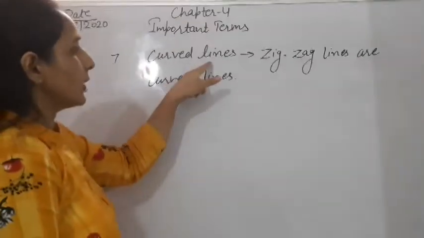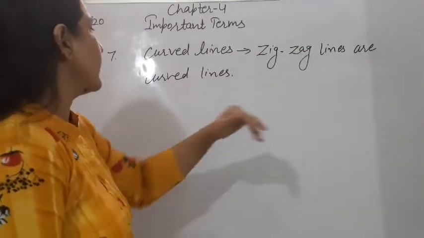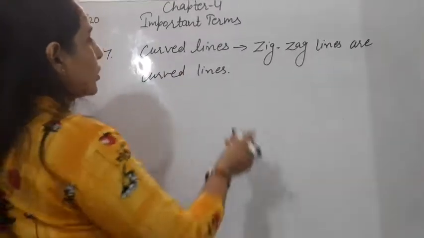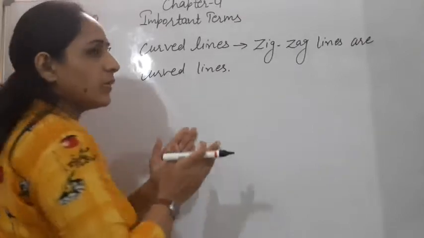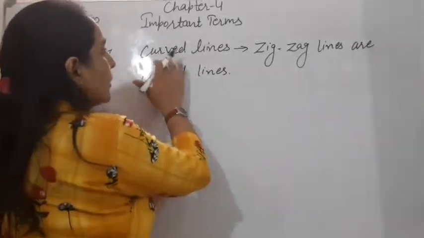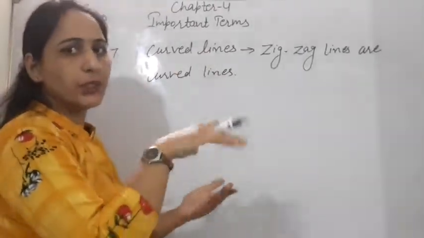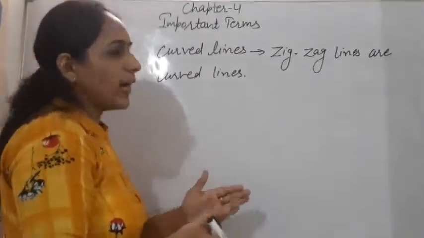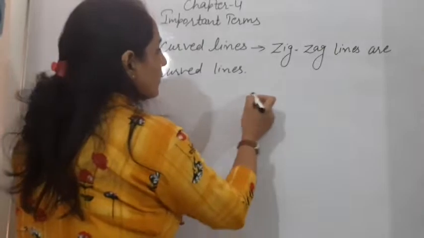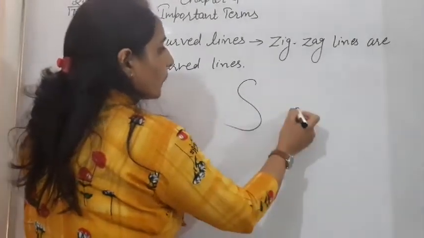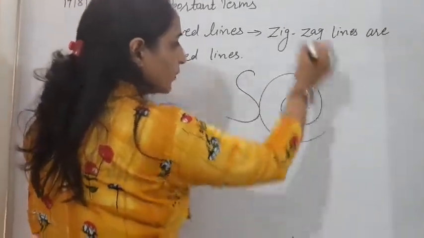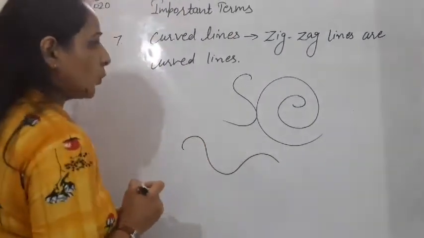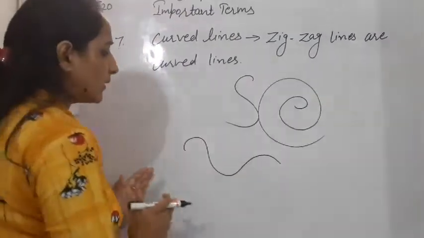Next is the curved line. Zigzag lines are your curved lines. It means the lines which are moving like that, or in Hindi you can say the curved line means mudi hui, ghumi hui. According to you, as you like, you can draw it. For example, this one. Clear? That one. This one. All of these are curves.